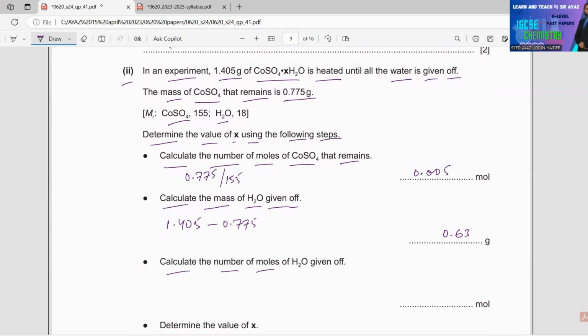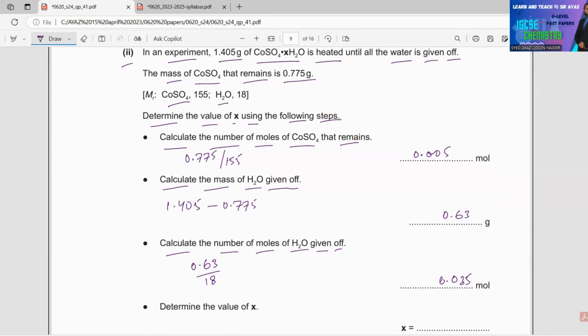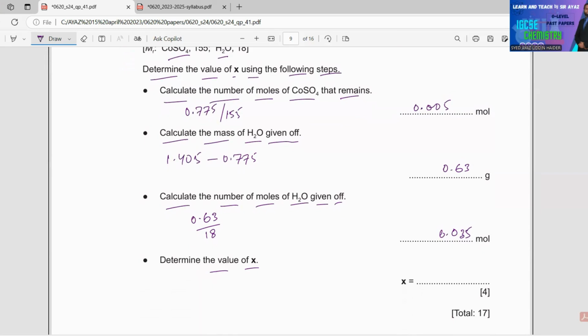Calculate the number of moles of H2O given off. Now, in order to find the moles of H2O, we need to divide the mass of H2O by the Mr of H2O. 0.63 divided by 18. And we'll be getting 0.035 moles of water.